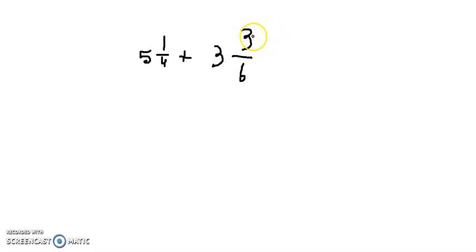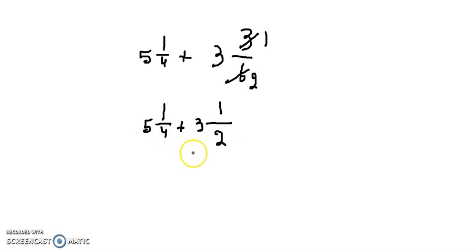Here we can further simplify this one, because they are both multiples of 3. So 3 ones are 3 and 3 twos are 6. So actually this will be 5 whole 1 by 4 plus 3 whole 1 by 2. But it's okay if you don't simplify it either. You're gonna get the same result. So now we have to convert them first into improper fractions. Or we can use another method. We can add their whole numbers.